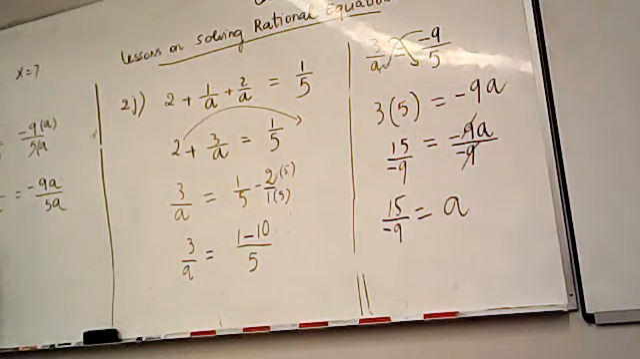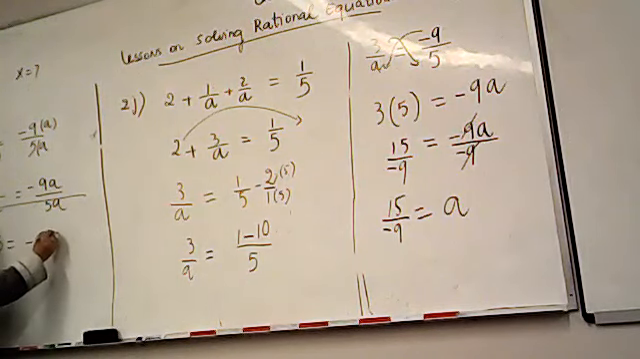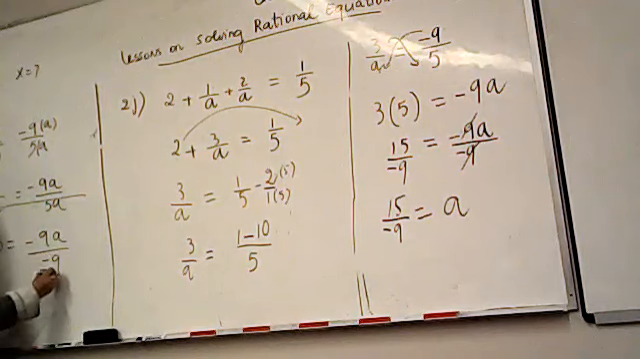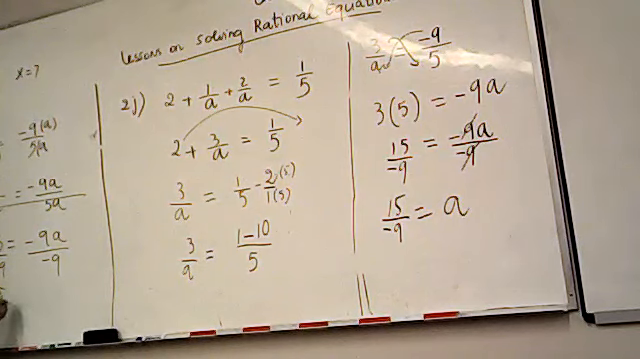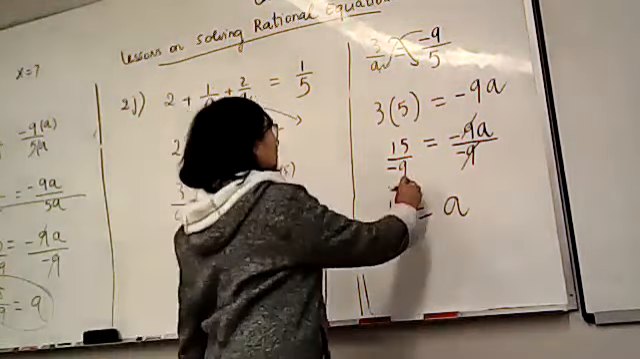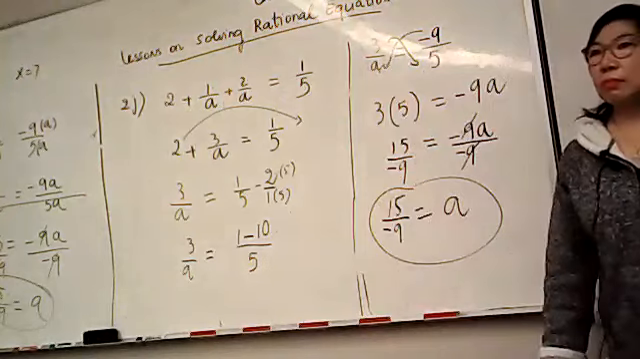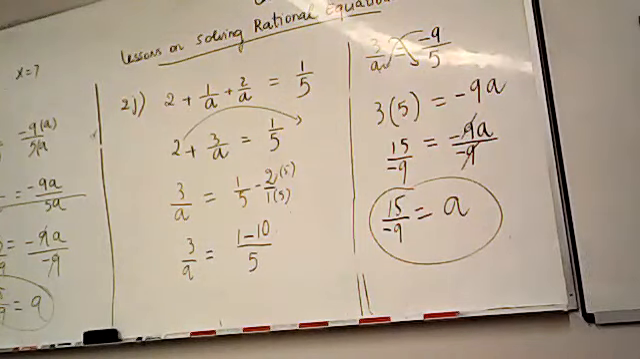Now, common denominator, get rid of it. Now I have 15 equals minus 9a. Divide both sides by minus 9. I got 15 over 9 equals a. Do I get the same answer, student? Do I get the same? Don't you divide it by 3 and divide by 3, on the top and bottom, so you get the lowest fraction?